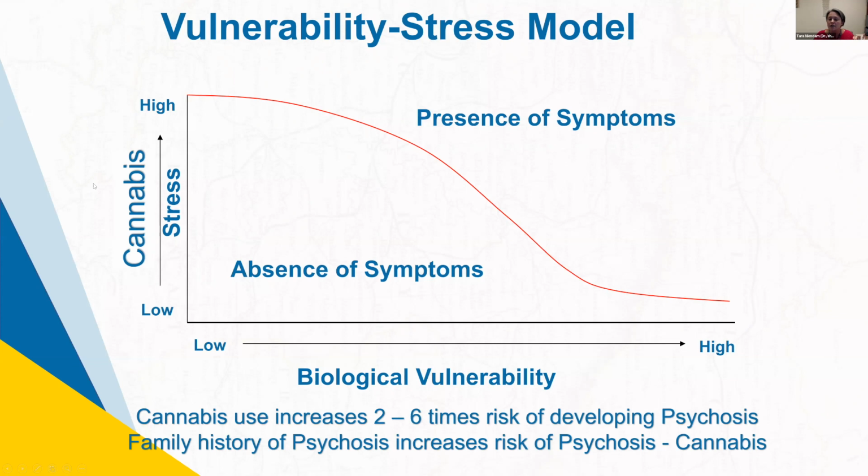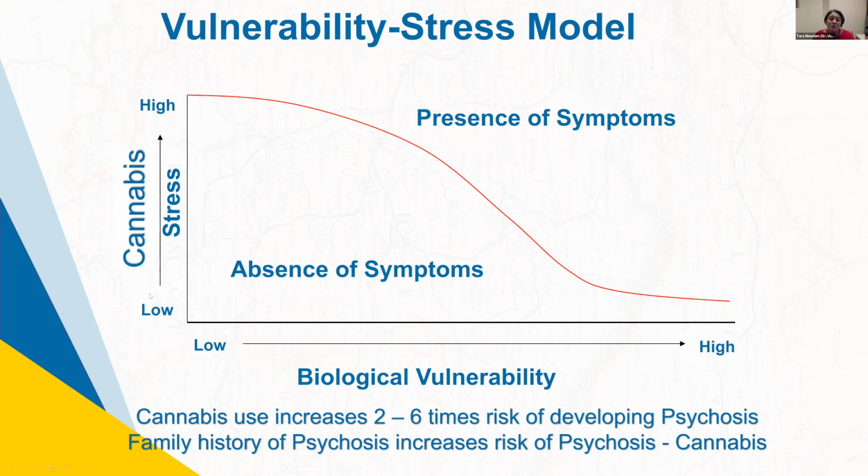We do not understand the biological vulnerability that is playing a role here. There is something and we are looking for it, but we're not sure. But what we do know is for this subset of individuals, cannabis is a stressor on the biological system. Putting cannabis into this person's system is a stressor that increases their risk of going from no symptoms to symptoms. And so these are really important pieces.